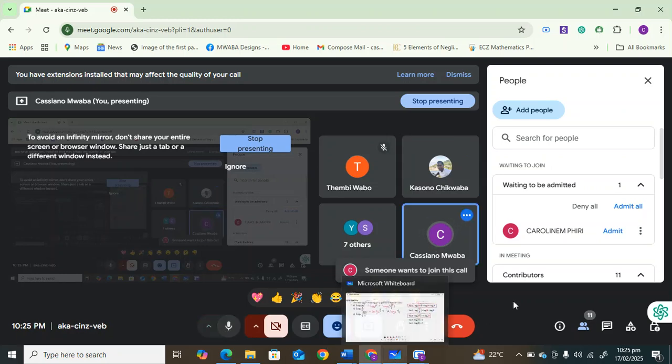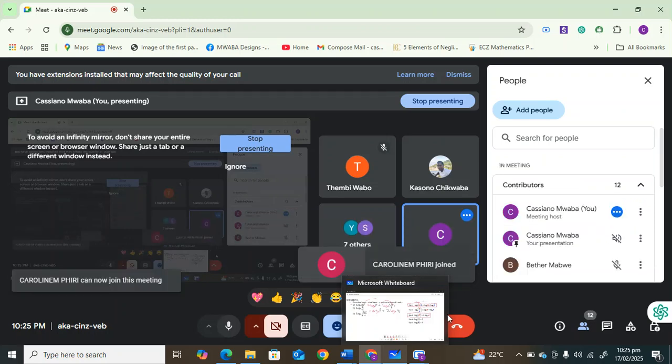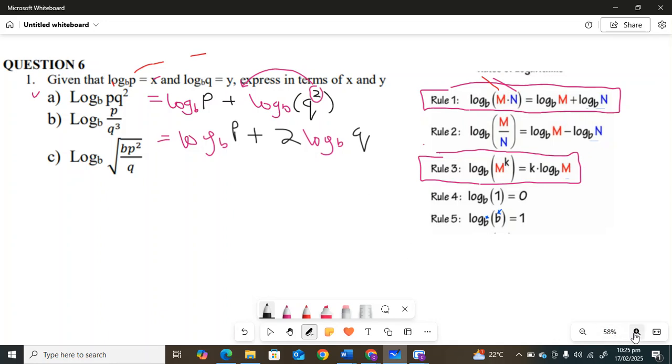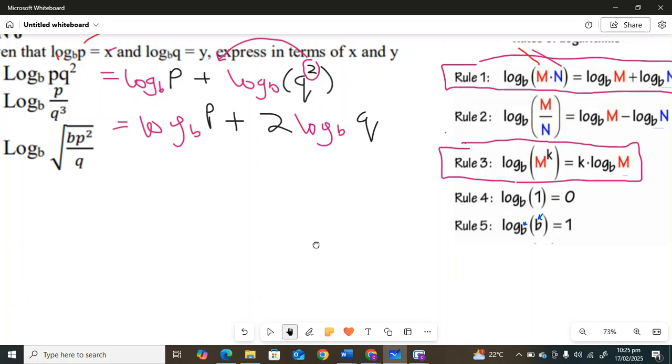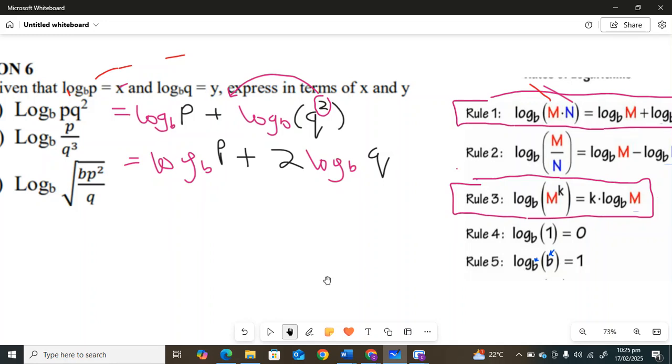Sorry about that, colleagues. Where is the confusion stemming from? This squared is only affecting the q. It's not affecting the p, colleagues. This p is alone. This q squared is alone. So it's not affecting the p. It's only affecting the q.